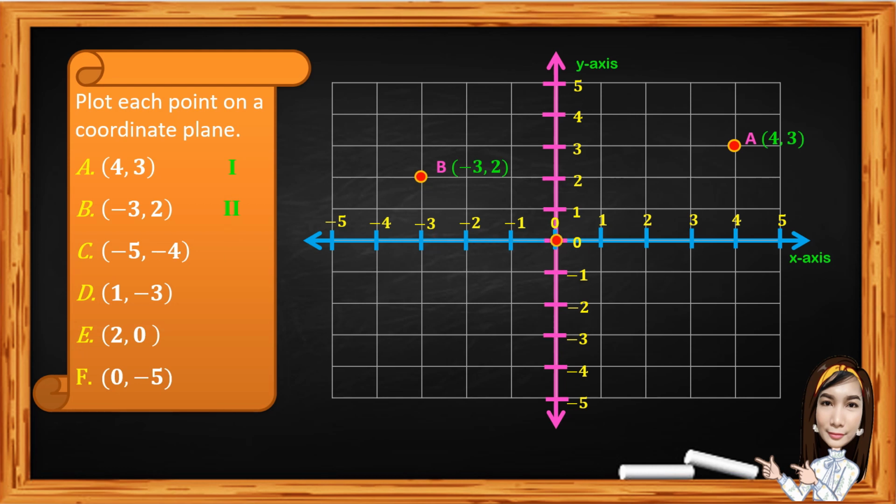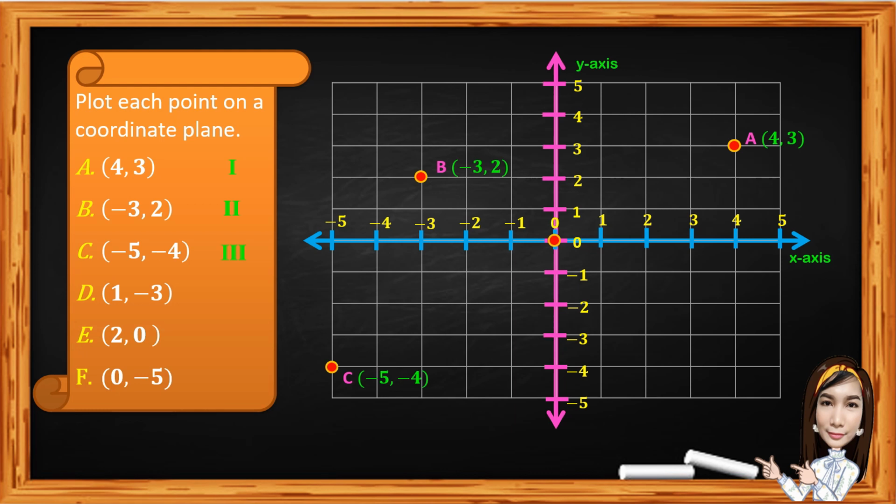Next, given point C with the coordinates negative 5 is the x, negative 4 is the y. Start at the origin, we move 1, 2, 3, 4, 5 units to the left. And from that position, we move 1, 2, 3, 4 units going down, for both coordinates are negative. Then draw a dot to represent the point C with the coordinates (-5, -4), and that is located in quadrant 3.